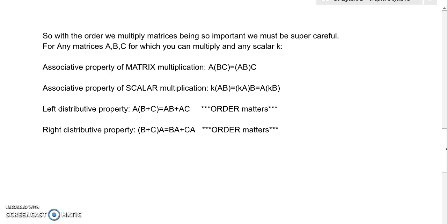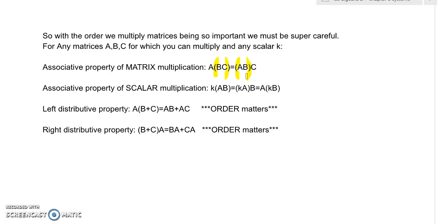So with the order mattering, it turns out that we can move parentheses around. So we do have an associative property. It doesn't matter if you do those two first or if you do those two first. When you're multiplying a scalar in, it doesn't matter if you multiply the matrices together and then the scalar in, or if you multiply the scalar in and then multiply by the last one, or if you multiply the scalar times the last one and then multiply times the first matrix. Any which way you go.